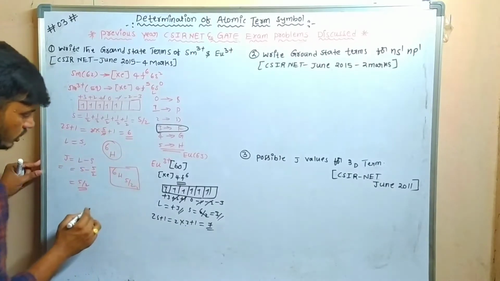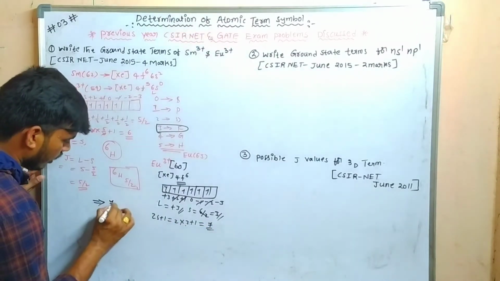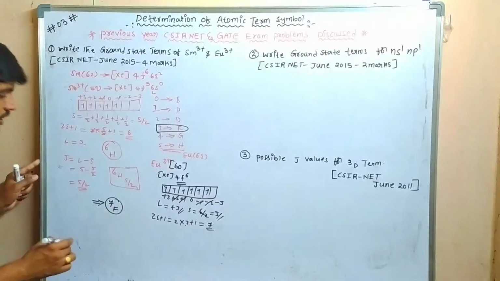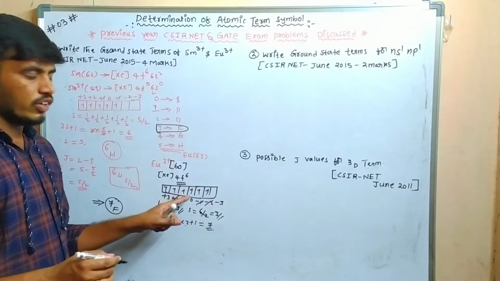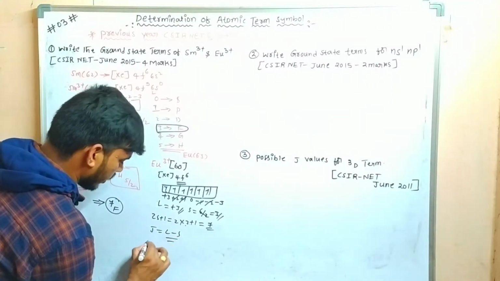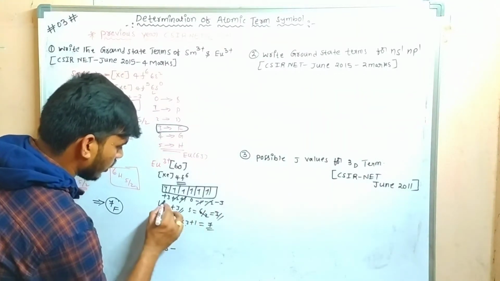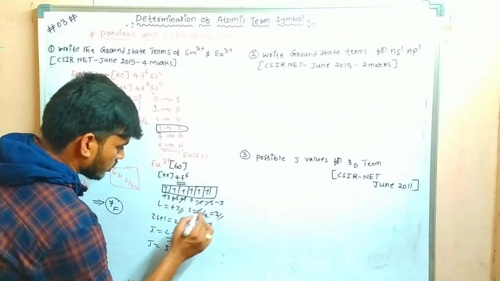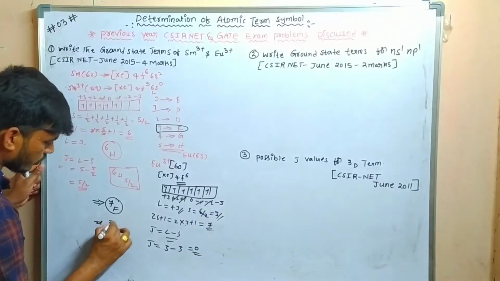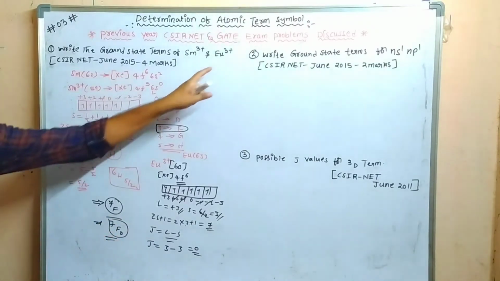The ground state term of europium 3+ is 7F. So 7F is the ground state term, but here the configuration is less than half filled. So J is equal to L minus S. L value is 3, S value is also 3. So J is equal to 0. So 7F0 is the ground state term for this europium 3+.